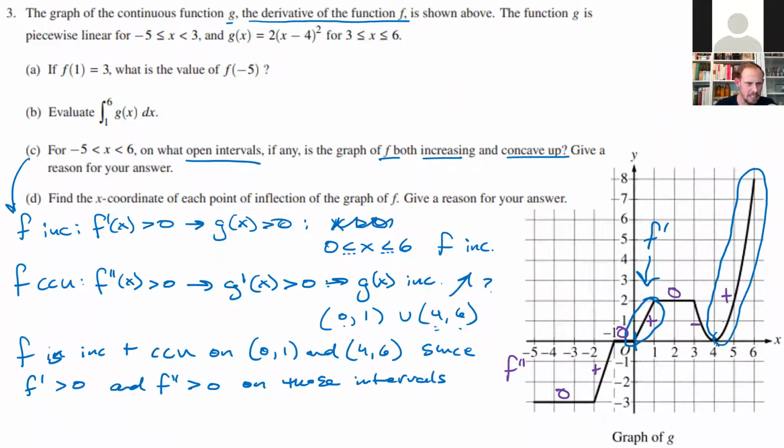And we need to do part D. So let's see, I need another color and I just used purple. I like my purple. We'll go with green. Find the x coordinate of each point of inflection of the graph of f. Give a reason for your answer. Well, actually, we just kind of did that.